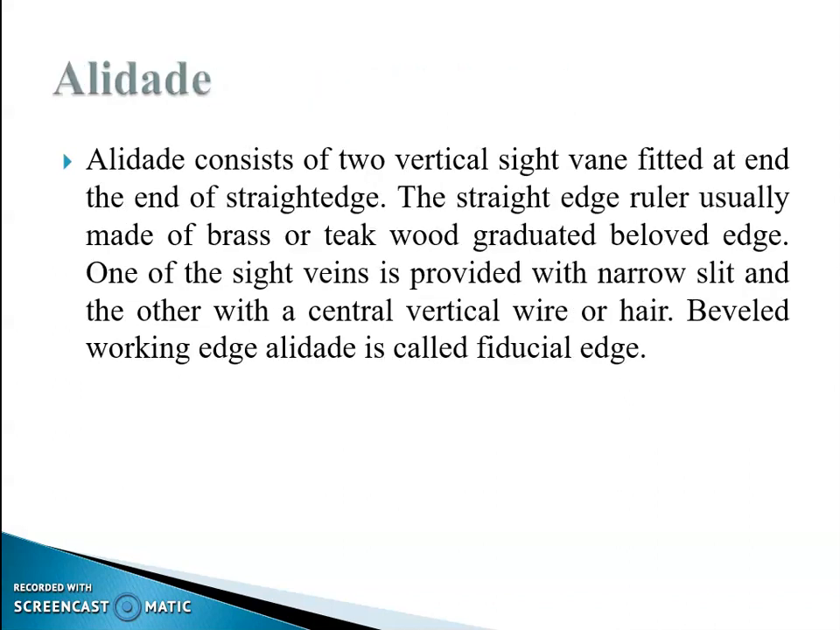Then the alidade. The alidade consists of two vertical side vanes fitted at the ends of a straight edge. The straight edge is usually made of brass or teak wood, graduated along its edge. One of the side vanes is provided with a narrow slit and the other with a central vertical wire or hair, and the beveled vertical edge is called the fiducial edge.